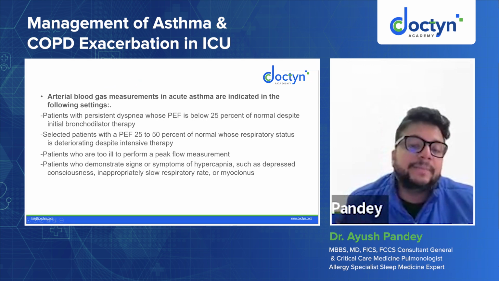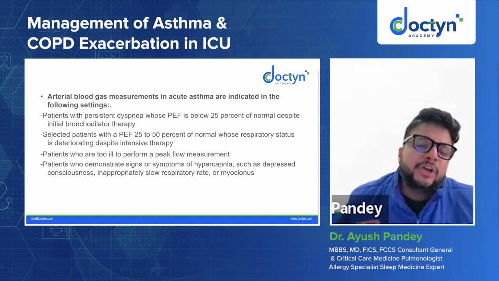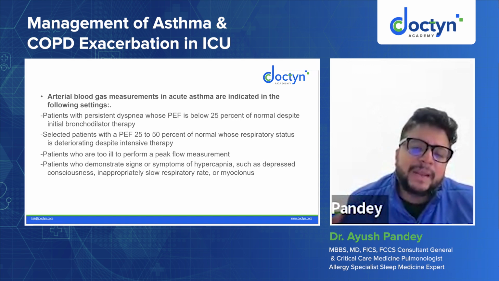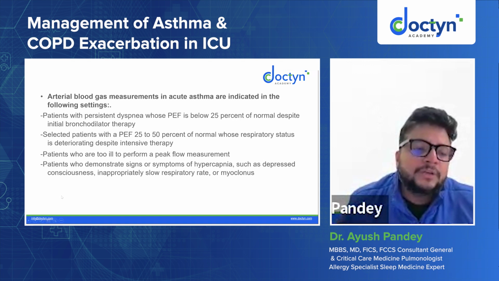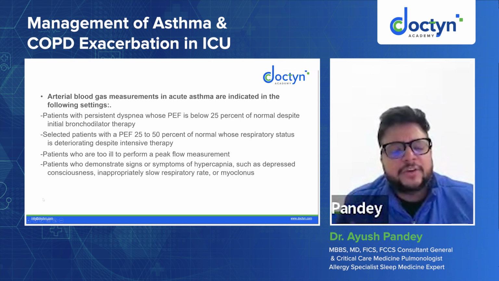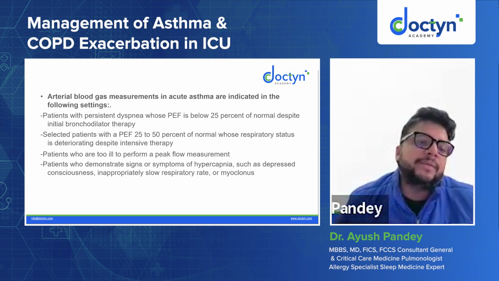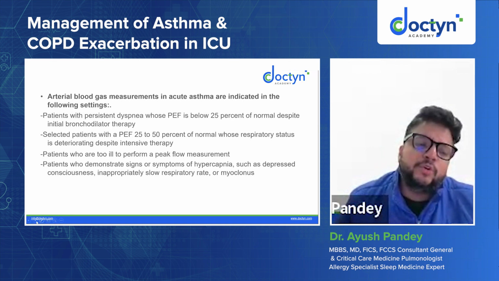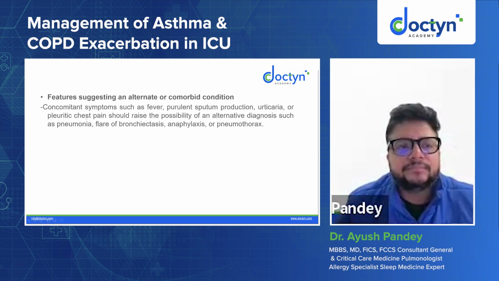The patient is getting dull, the patient is getting drowsy, there is slowness of the respiratory rate, there is bradypnea, there is myoclonus. So get an ABG. But again, even if the patient is of asthma or a COPD exacerbation, ABG is a must. You do an ABG in both the cases.